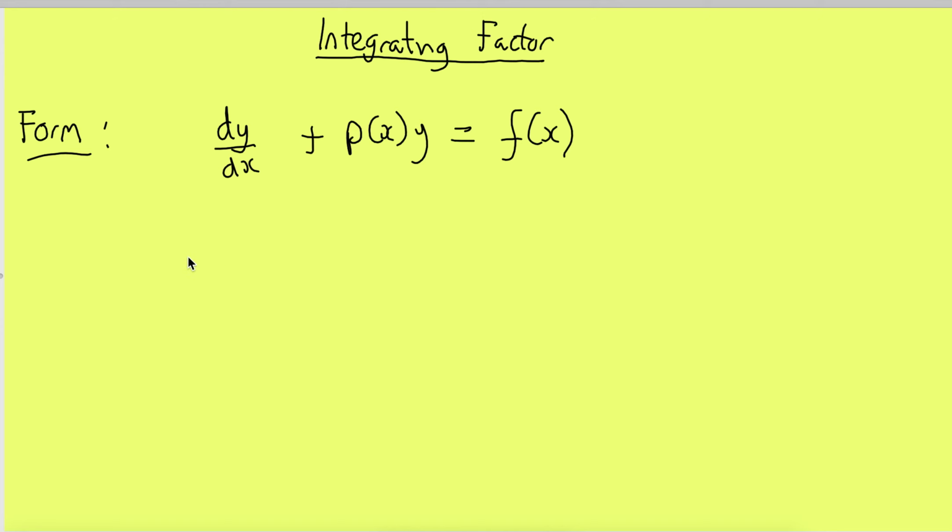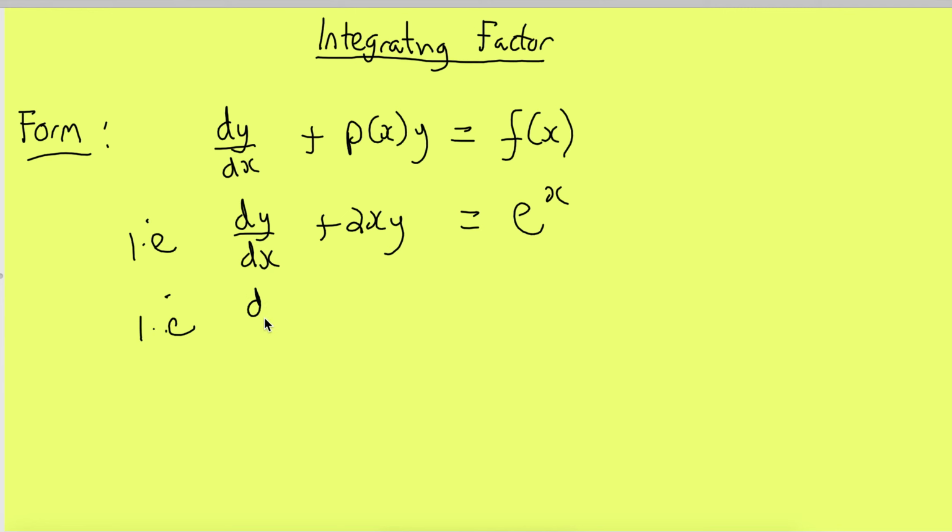So this is what it would look like. You could have something like this: dy by dx plus 2xy equals e to the power of x. So you can see that your function of x is 2x, and your function of x, its answer is e to the power of x. I mean, it doesn't have to be an add. It could be something like this, but it's still of the same form.